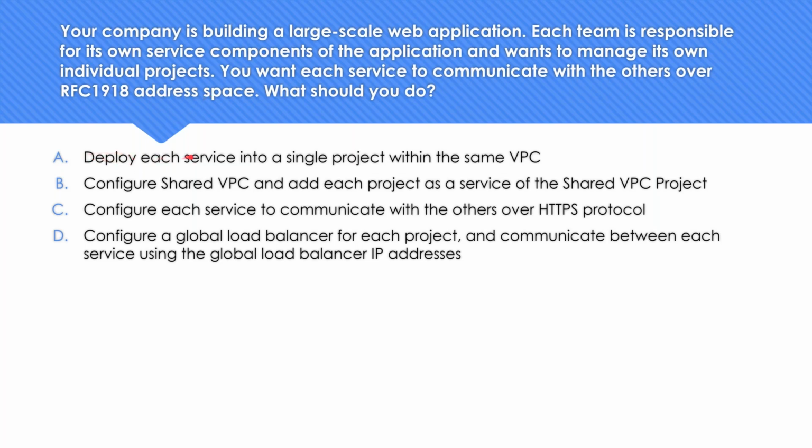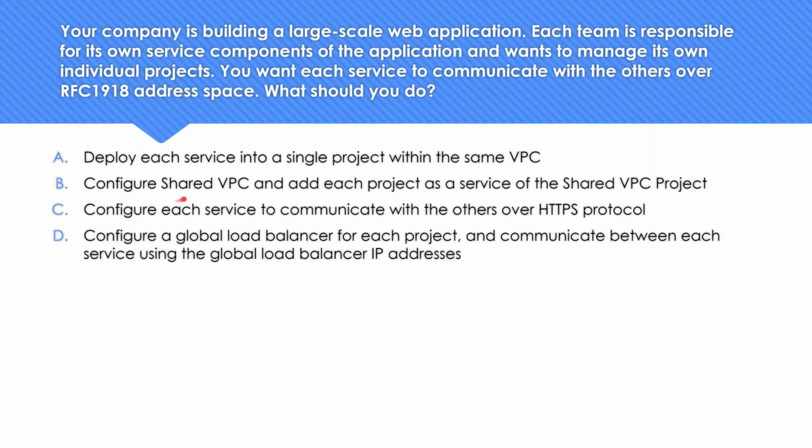Option A: deploy each service into a single project within the same VPC. Now, if we do this, it is not fulfilling the requirement which they told. They wanted it in different GCP projects. If it is a different GCP project, it's automatically going to be a different VPC. So option A is not going to be a choice, and it's totally against what they want. If the customer says one thing and you give something totally opposite, the customer is not going to be happy. So A is not a good choice.